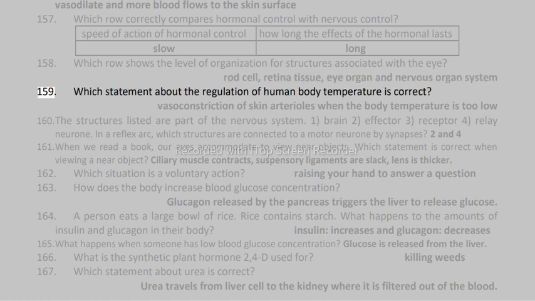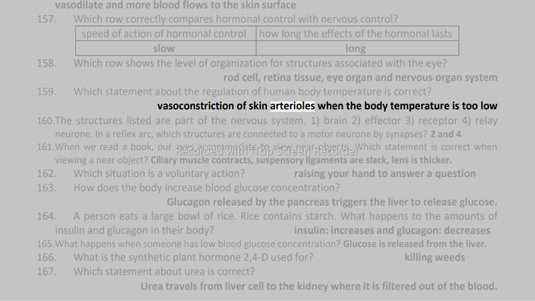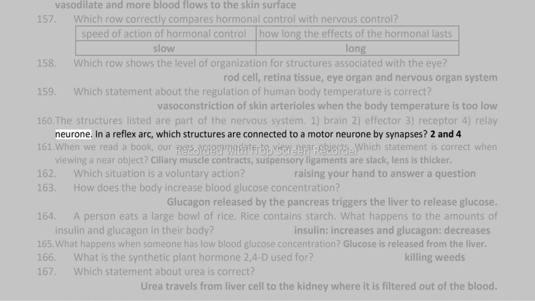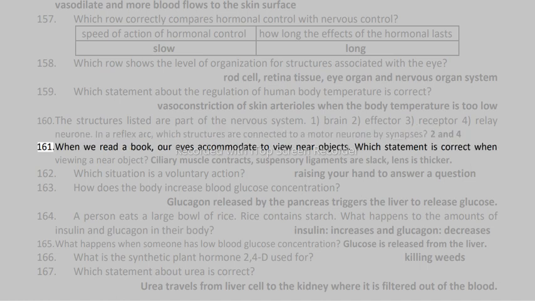158. Which statement about the regulation of human body temperature is correct? Vasoconstriction of skin arterioles when the body temperature is too low. 159. The structures listed are part of the nervous system. 1. Brain. 2. Effector. 3. Receptor. 4. Relay neuron. In a reflex arc, which structures are connected to a motor neuron by synapses? 2 and 4.